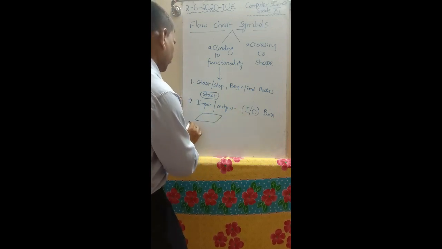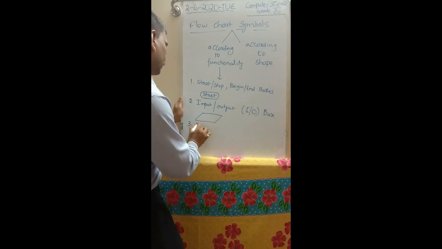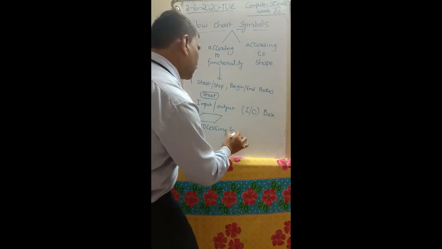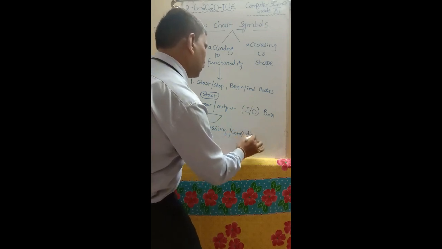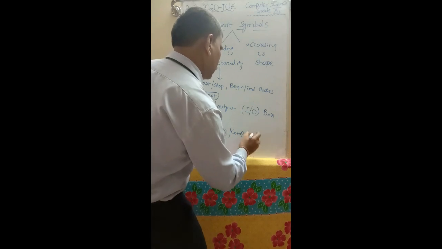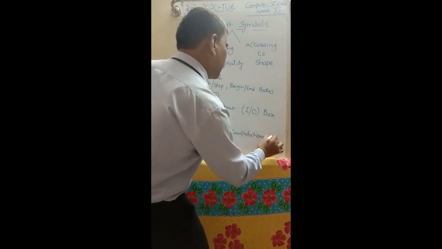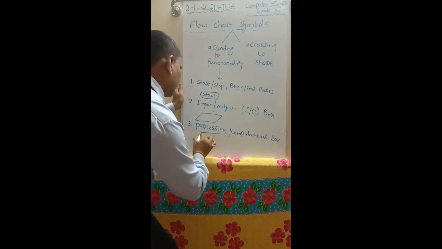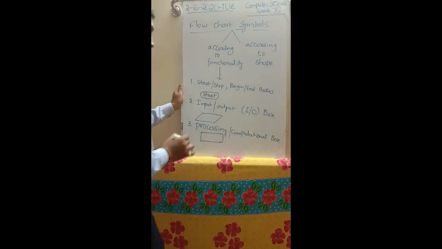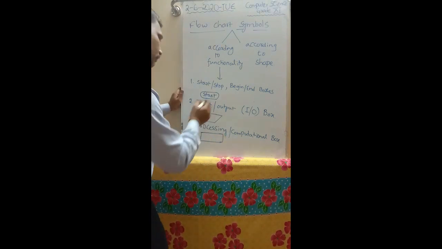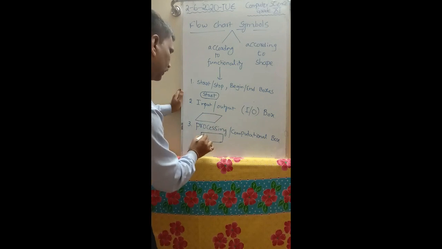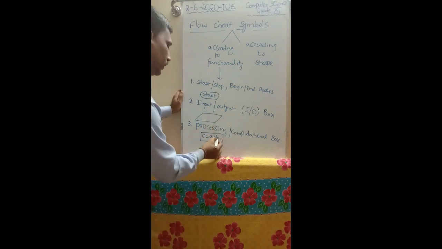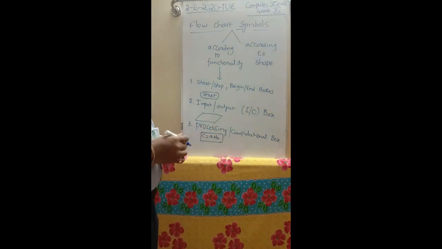Next, third one, the processing box, actual processing or computation box. Computational or logic box. So we write logic here. This rectangular shaped box represents the actual logic. In the previous program, I am writing here C is equal to A plus B. The actual logic is placed in this processing box.